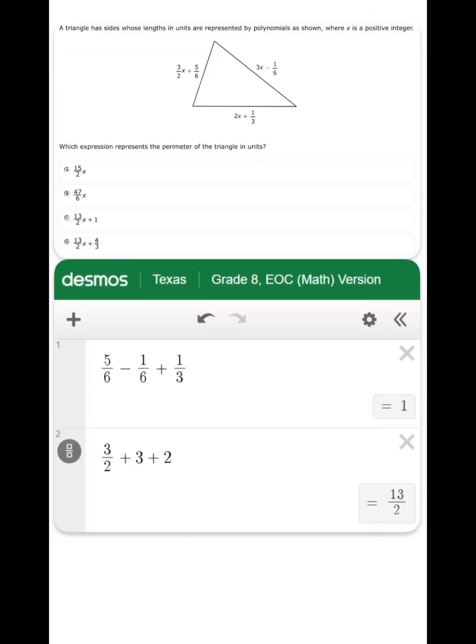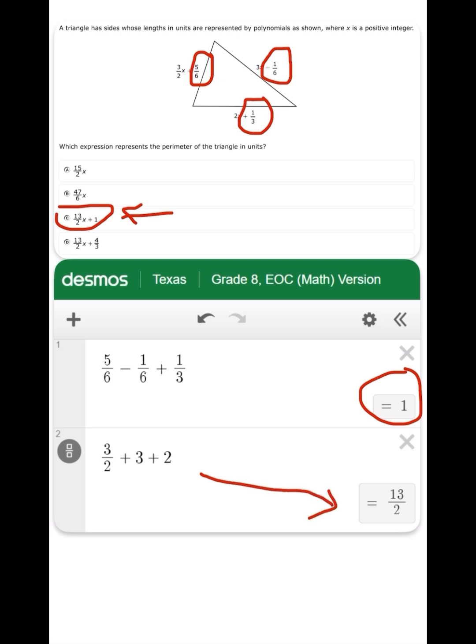To find the perimeter of a triangle, add all the lengths of all three sides. First, add the non-x terms, and it will be easy to spot the correct answer choice. You can also add the coefficients of the x terms to verify the correct answer. Answer choice C is the correct answer.